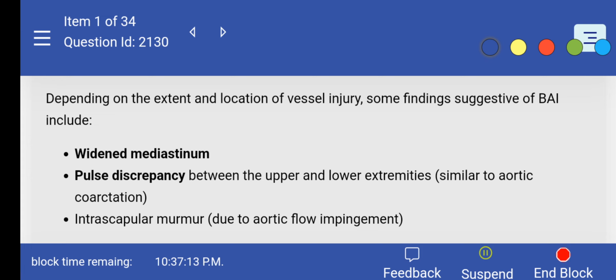Depending on the extent and location of vessel injury, some findings suggestive of blunt aortic injury include widened mediastinum, which I was talking about. This is important. Widened mediastinum, and with that, pulse discrepancy between the upper and lower extremities, which is similar to aortic coarctation, and with that, interscapular murmur due to aortic flow impingement.